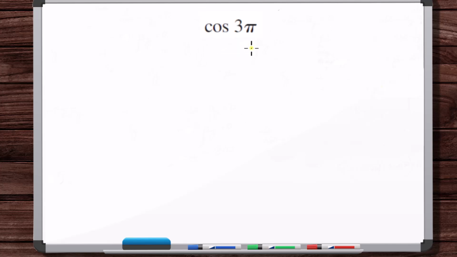Okay, cosine of 3 pi. What is 3 pi in degrees? Well, we can actually do this in our heads. So 2 pi is a full rotation. And then now you're going another pi, that's another half rotation. So what's 360 plus 180? 540. This is 540 degrees.